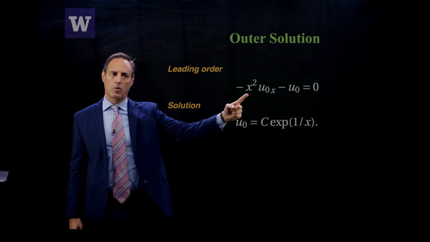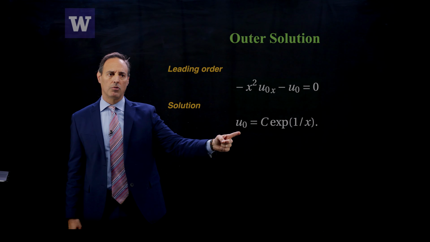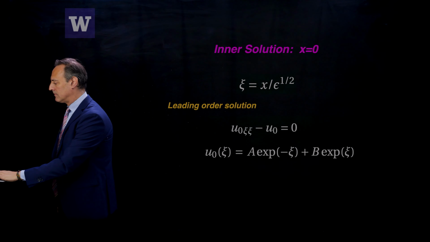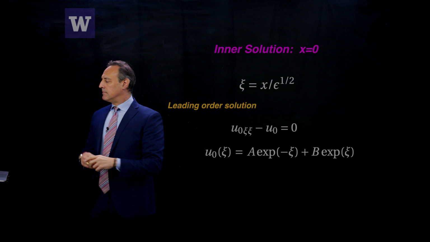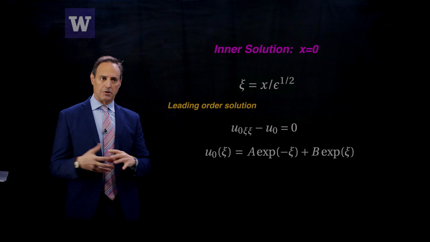It's a first order differential equation with this x squared. The solution is given here. You can solve for it. U naught is c e to the 1 over x. Okay, so let's go ahead and calculate the solutions for the other regions as well.